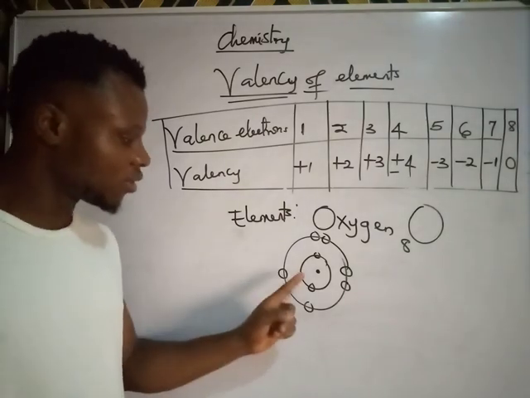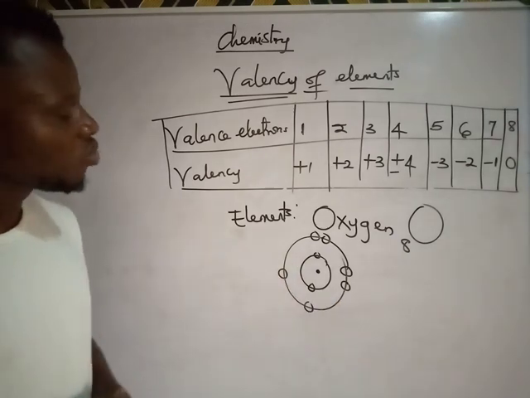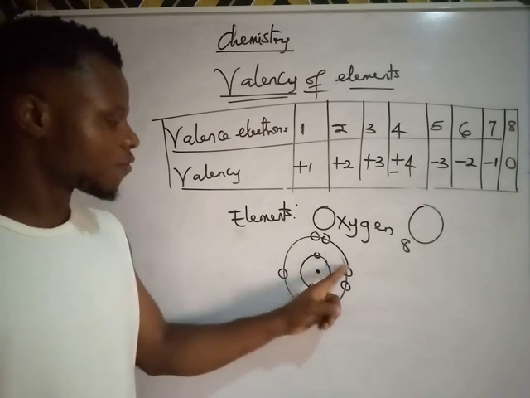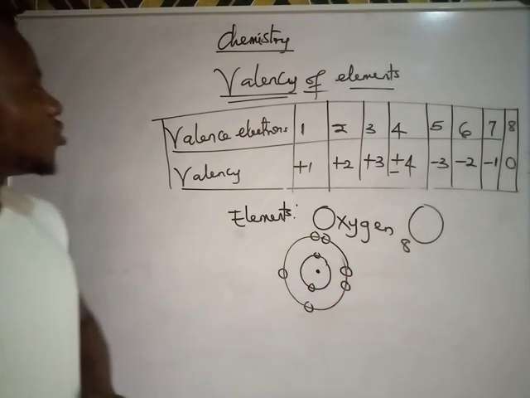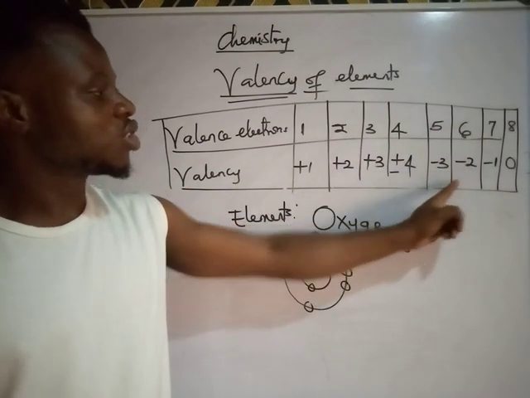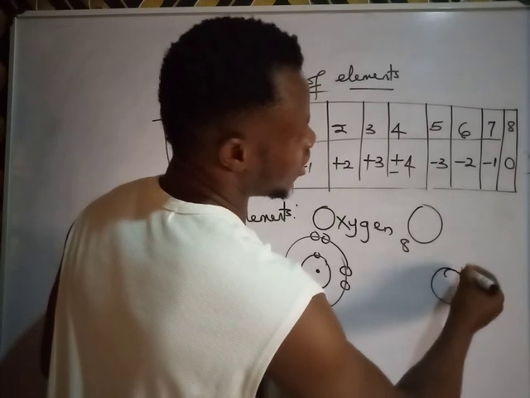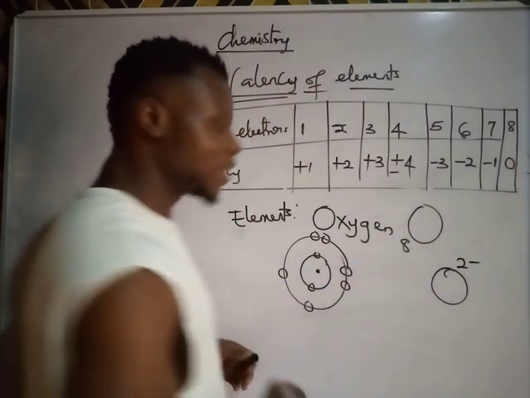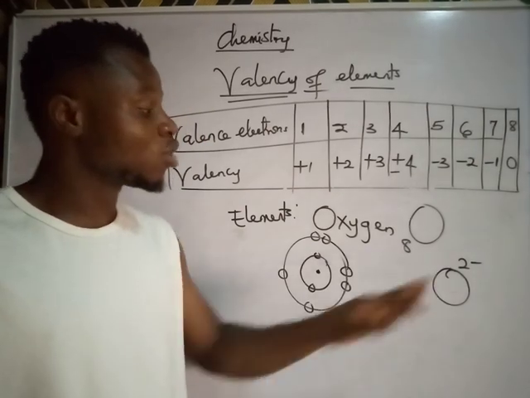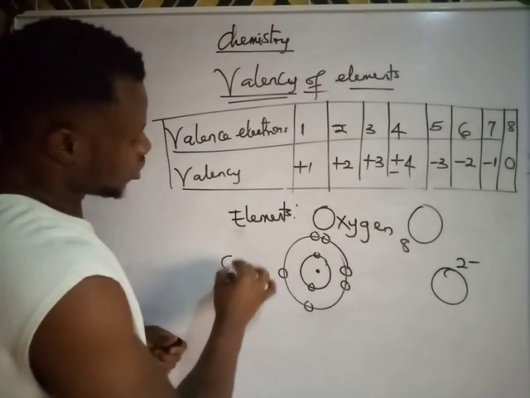Now, when we define valence electron, we are trying to say the electrons in the last shell. This is the first shell and second shell. This is the last shell. How many electrons do we have in that last shell? We have 1, 2, 3, 4, 5, 6. So since the valence electron is 6, the valency of oxygen is -2. So we write oxygen as 2 minus, that is -2. This is the valency of oxygen, meaning this is the combining power of oxygen.